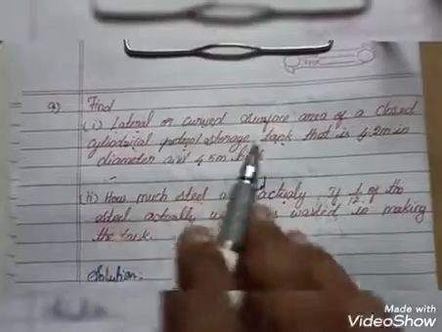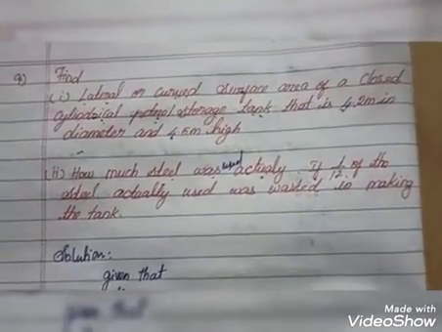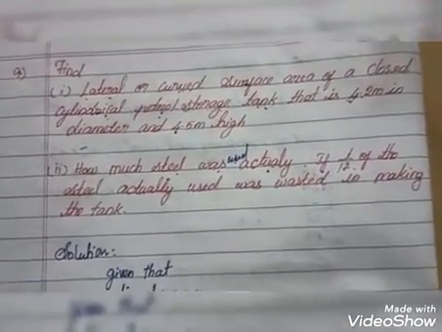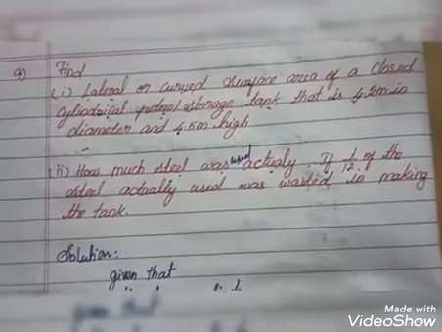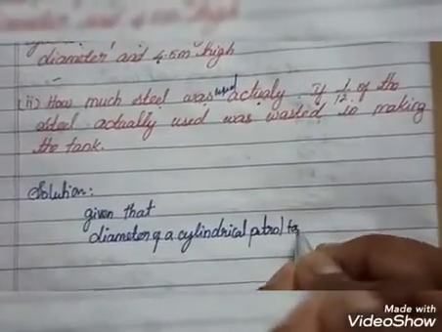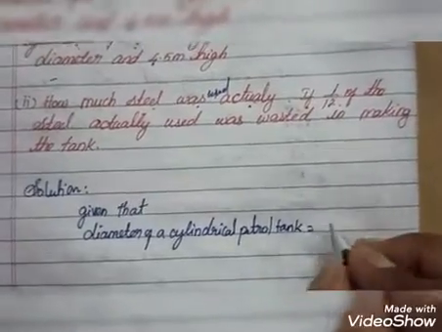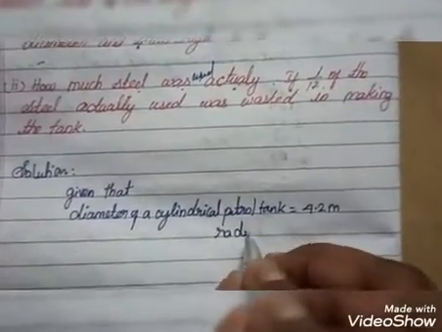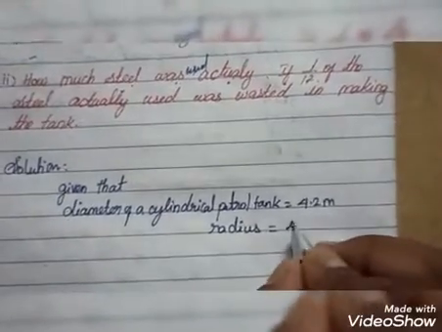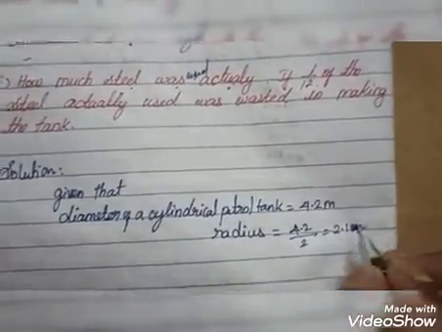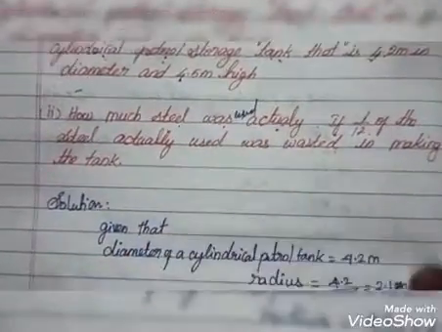So what are the given values? The diameter of the cylindrical petrol tank is equal to 4.2 meter. So the radius is equal to 4.2 divided by 2, which is equal to 2.1 meter. Next, what is the height?